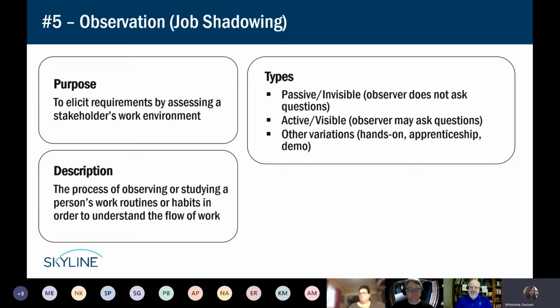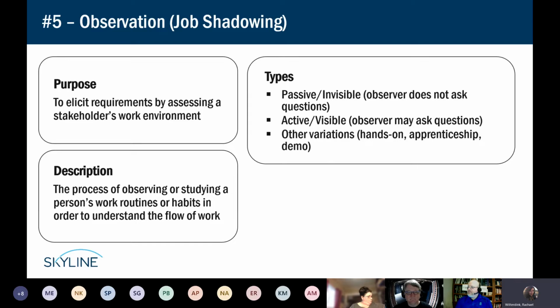It sounds kind of invasive to me, doesn't it? A little bit. And maybe it kind of is, but it's also a really effective technique for seeing how things and processes happen in the real world. And I recommend that everyone try this technique at least once in their career. This really boils down to watching someone do their job and then taking note of what they're doing.